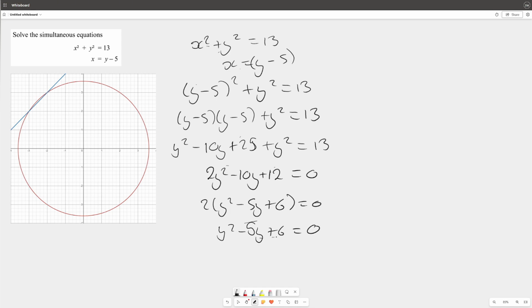And then we can factorize this like we would any other quadratic. So two numbers which add to get minus 5 and multiply to get 6 is going to be minus 2 and minus 3. So y minus 2 times y minus 3 is equal to 0. As when we expand this, you get y squared minus 3y minus 2y becomes minus 5y, and minus 2 times minus 3 is positive 6. So then our solutions for y are going to be y equals 2 and y equals 3.